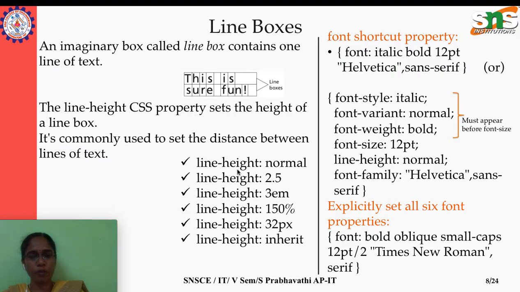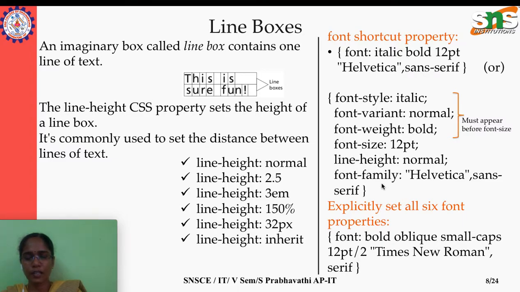This is one more property available to change the distance between the lines of the content we are displaying in different formats. Line height will take different kinds of values like normal, absolute values, relative values, percentages and unit values, or of course it could be inherited from its ancestor or parent. Apart from that, we have a shortcut for fonts. Generally font has these six properties: font style, font variant, font weight, font size, line height, and font family.